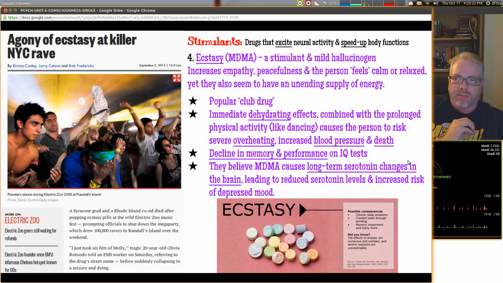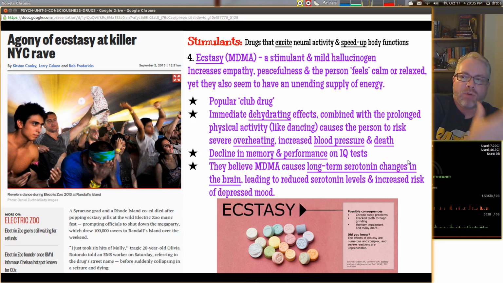It's a stimulant and a mild hallucinogen. So it could maybe be categorized as a hallucinogen. Definitely could be, depending on how it's mixed and put together. It increases empathy. You feel this great outpouring of emotion for other people. You have a peaceful feeling, and the person feels calm and relaxed, yet they are not calm or relaxed. They have a huge supply of energy.